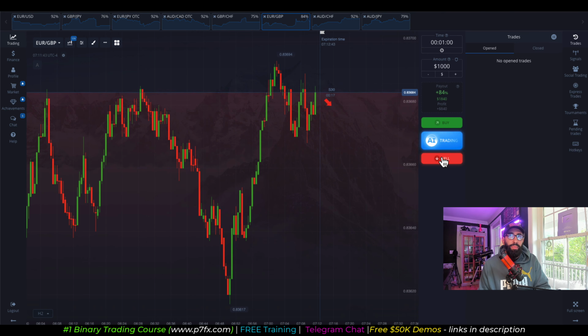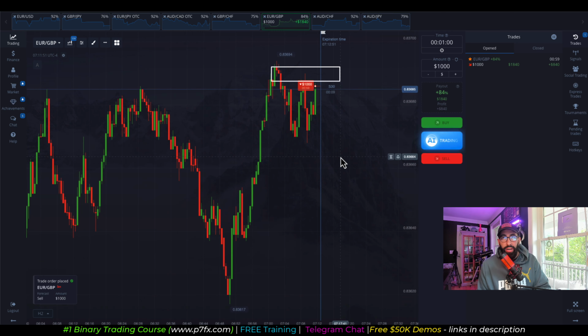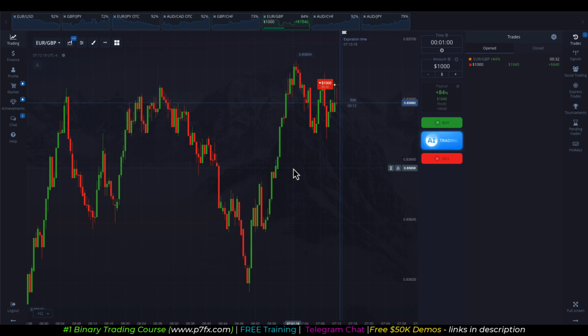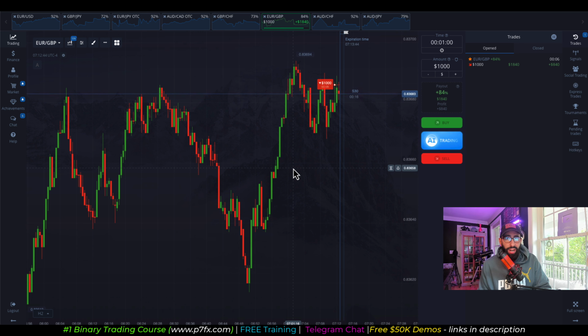Again, coming back to Euro GBP, I was really liking the structure and the fact that price had been failing to break this resistance level, so I took advantage of it, entered for another sell. And you'll see that it was a very close trade, but a win nonetheless.